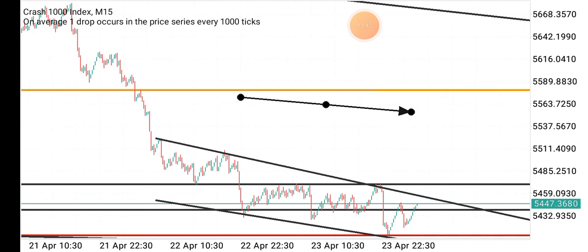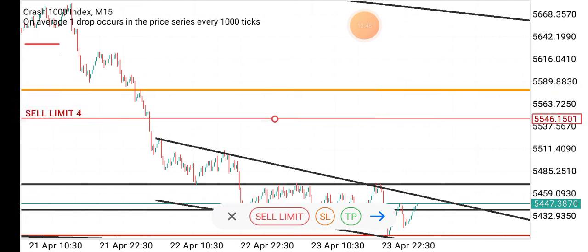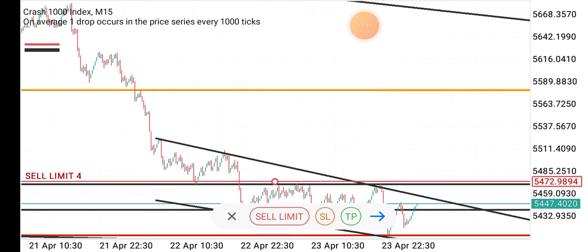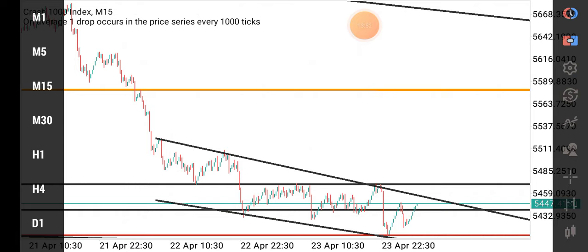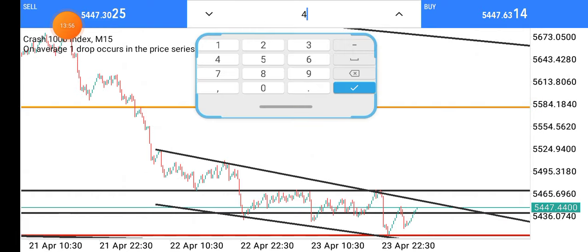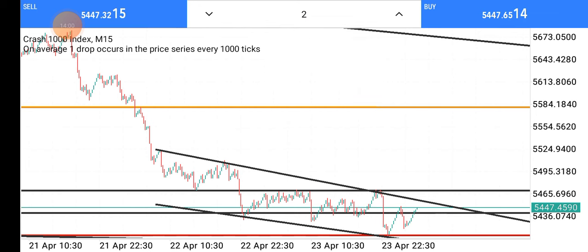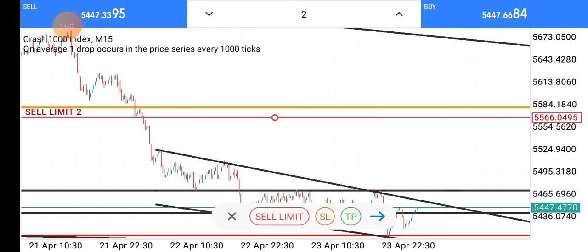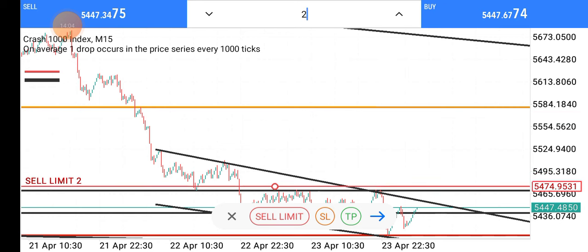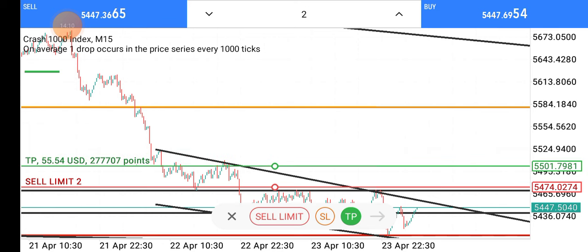Let me just show you an example of what you can possibly make from this trade setup. If it happens that the market has to get here first, let me bring down this lot size. You know, I like trading big lot sizes, so let me take it down to maybe 2.0. With 2.0 lot size, let's say you have an entry at this point. Then your first TP will be somewhere around here.